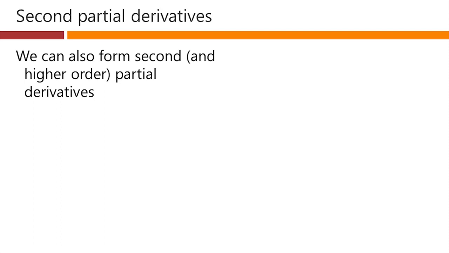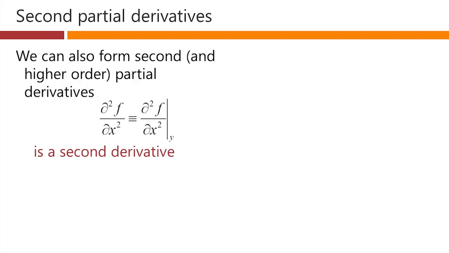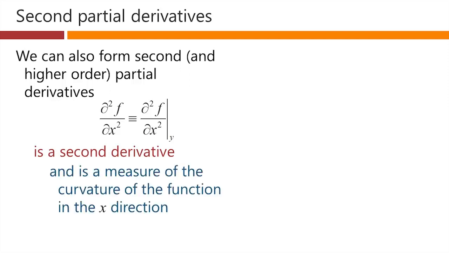So we can also form second and higher order partial derivatives. For example, here partial d2f by dx squared, or in this more complete notation here, explicitly saying we're holding y constant, is a second partial derivative. And just as for the ordinary second derivative, it's a measure of the curvature of the function. In this case, explicitly, the curvature of the function f in the x direction.